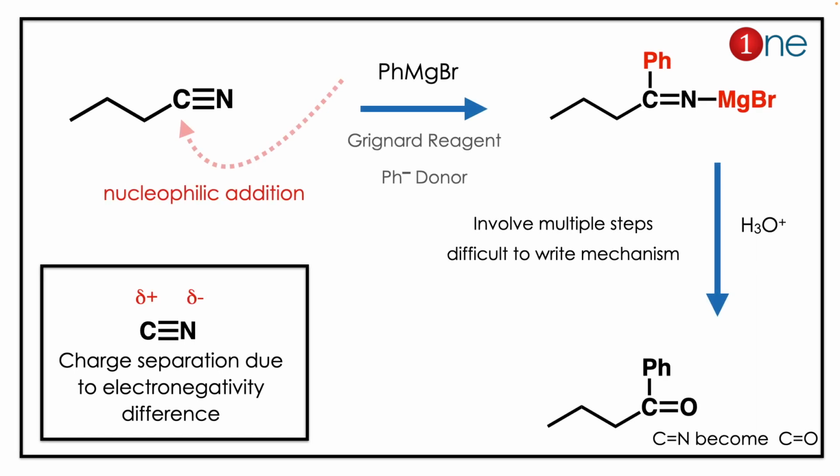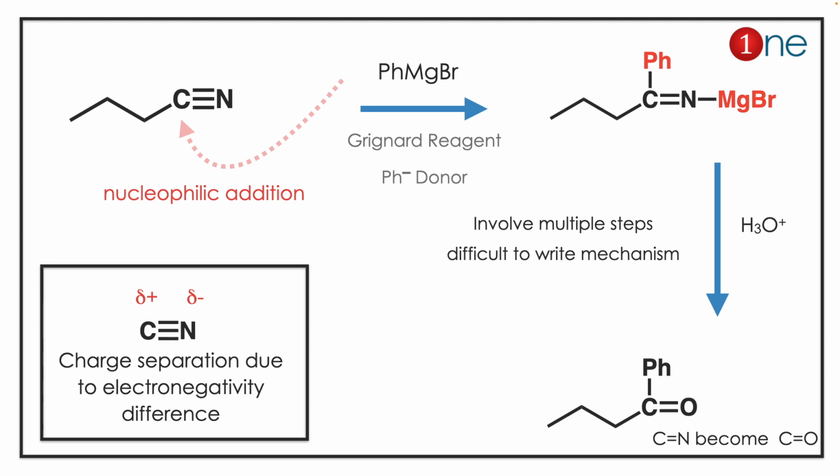This reaction is a nucleophilic addition reaction like carbonyl. The cyanide also will undergo nucleophilic addition like carbonyl. You have to find the final product based on the charge separation. If you look at the cyanide, carbon possesses positive charge, nitrogen possesses negative charge. The charge developed here is due to the difference in electronegativity.